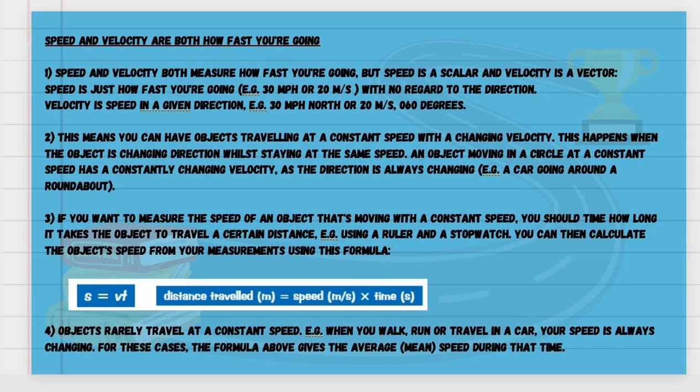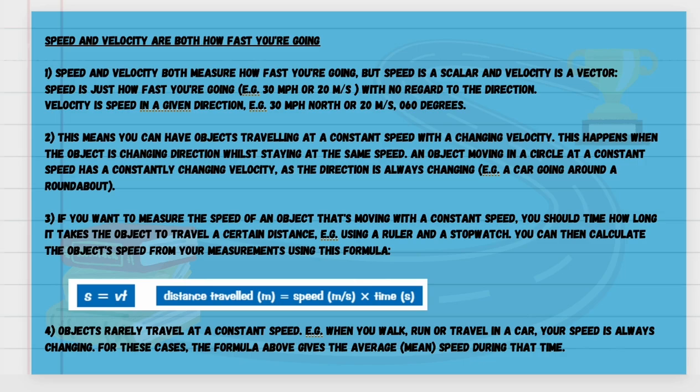Speed and velocity are both how fast you are going. Speed and velocity both measure how fast you are going, but speed is a scalar and velocity is a vector. Speed is just how fast you are going, for example, 30 miles per hour or 20 meters, with no regard to the direction.